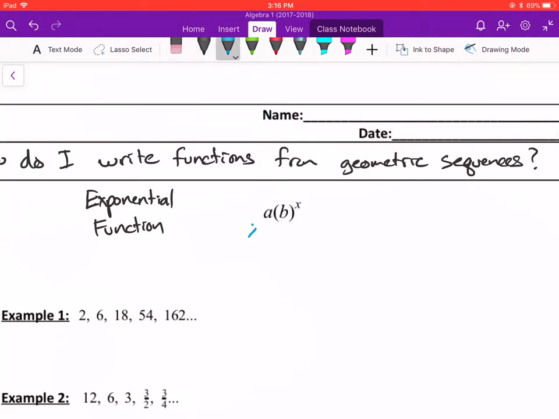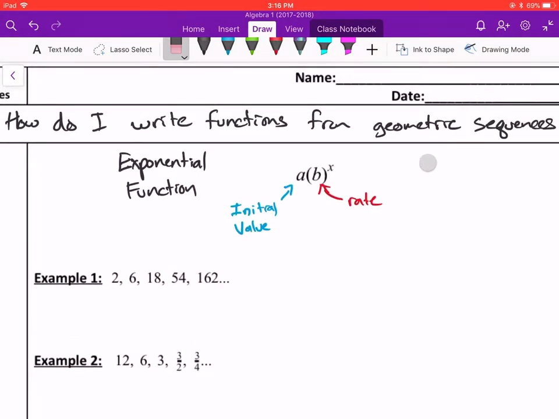So a is what's called your initial value. It's what you start with. B is called your rate. How is it changing? And then all of that's raised to the x. So you may see something along the lines of 2 times 5 to the x, or 4 times 10 to the x. Those are just examples of how it looks.